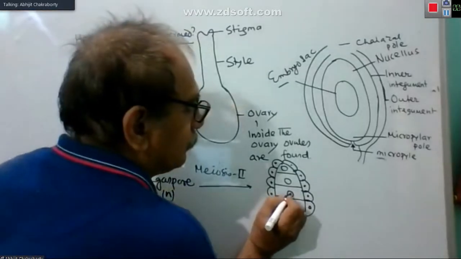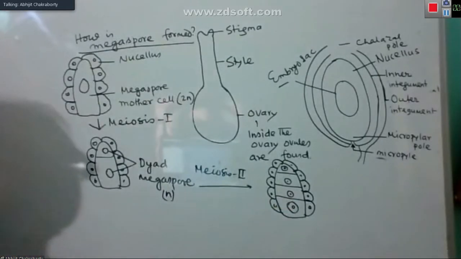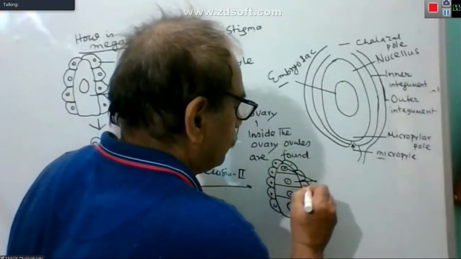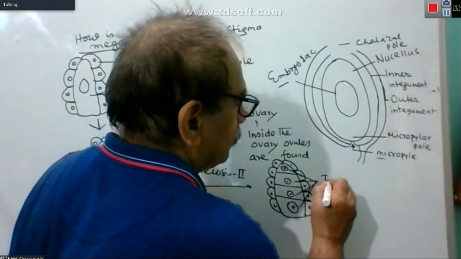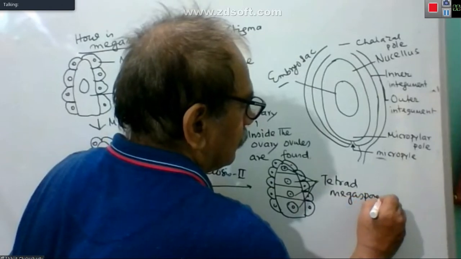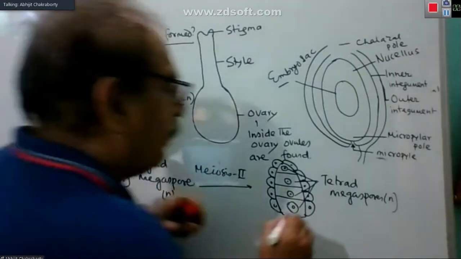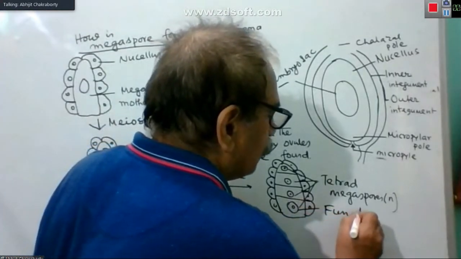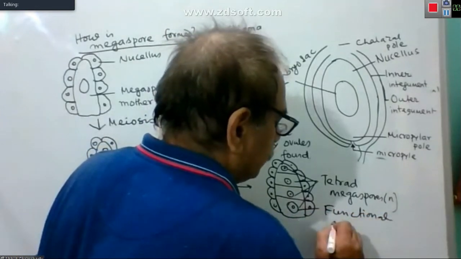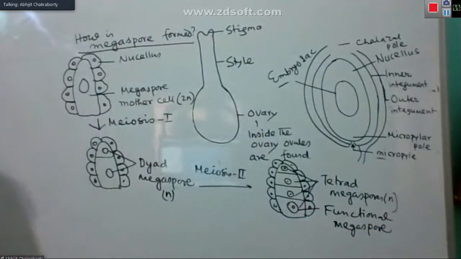Now you see, it is called your tetrad megaspore. Out of 4 megaspores produced, one is larger and found functional, and this is called functional megaspore in most cases. A such type of development is called actually monosporic development.